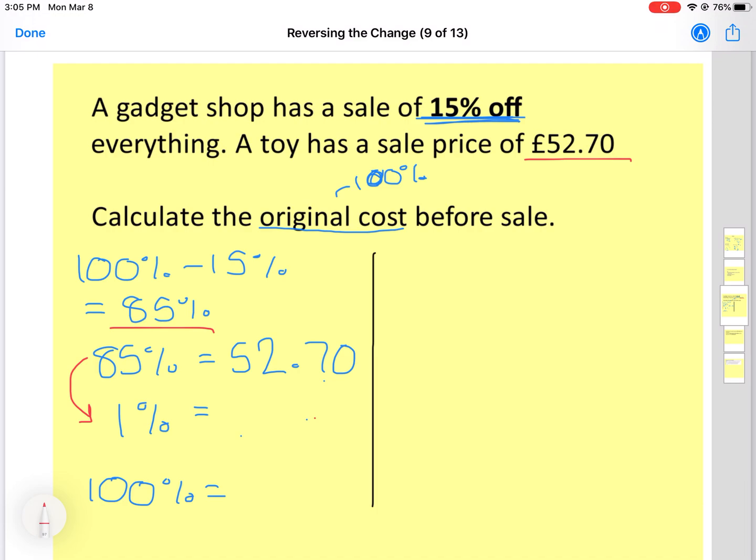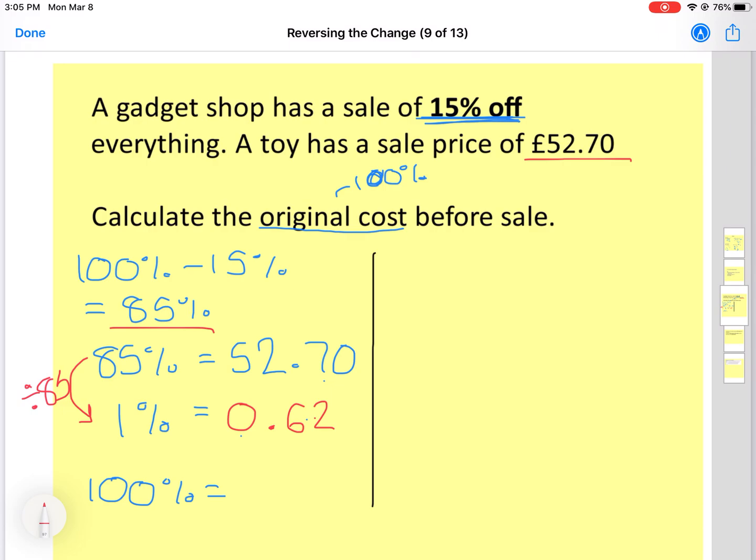So if 85% is equal to 52.70, then if I want to find out what 1% is equal to, I need to divide by 85. So we're trying to get from 85 down to 1, so we've got to divide by 85. So if we do that on the right hand side, 52.7 divided by 85, we get 0.62.